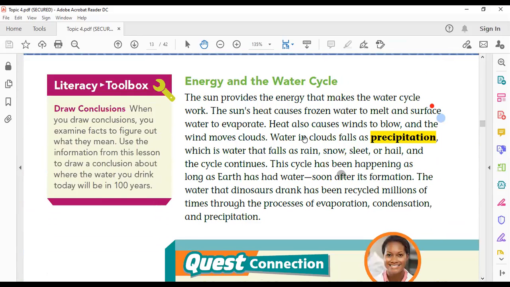Energy and water cycle. The water cycle without energy will not continue. This energy comes from the sun. The sun provides the energy that makes the water cycle work. Suppose that there is no sun. So how can water evaporate? For liquid water to evaporate and change to water vapor, it must gain energy. This energy comes from the sun or is provided by the sun.